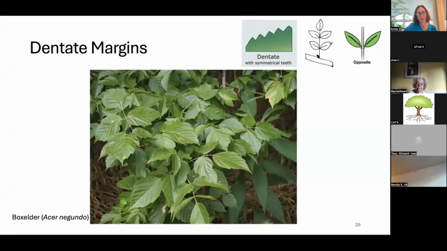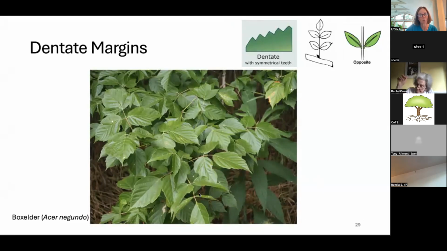And then we have dentate margins on compound leaves that are opposite. So this is going to be box elder, and you can see we have the petiole coming out, and we have these 2 leaflets here and a third one on the end. Some people say this is trifoliate. I would be careful with that because sometimes you can get 5 leaflets on it.